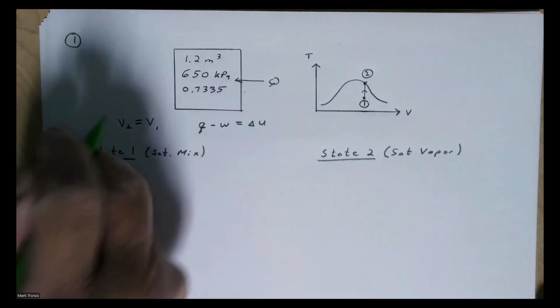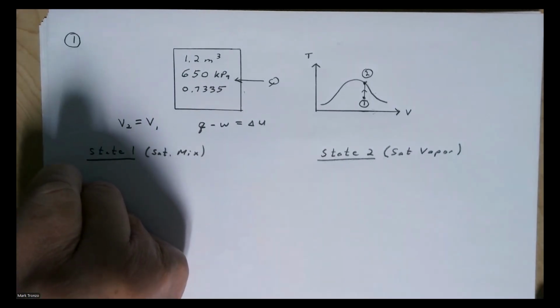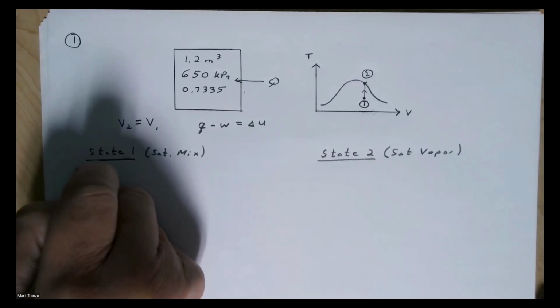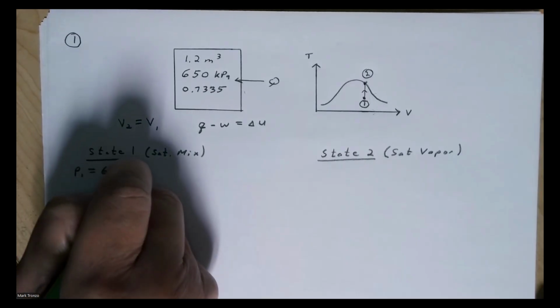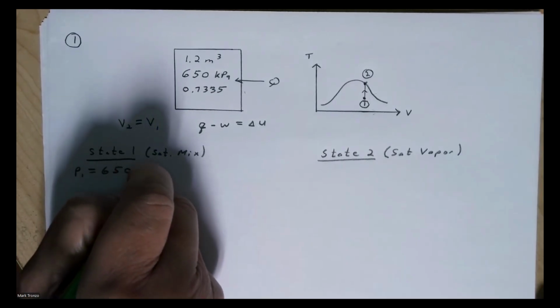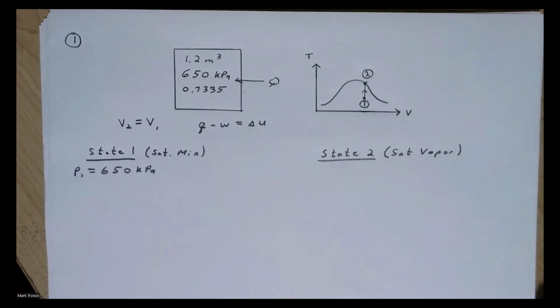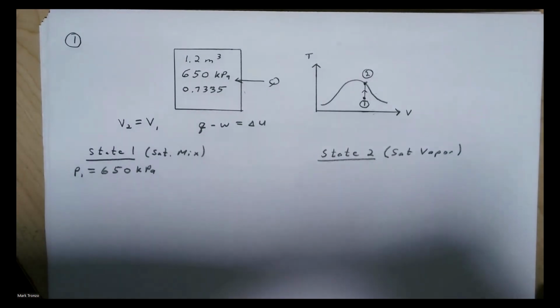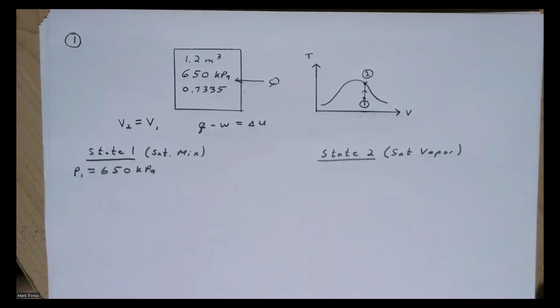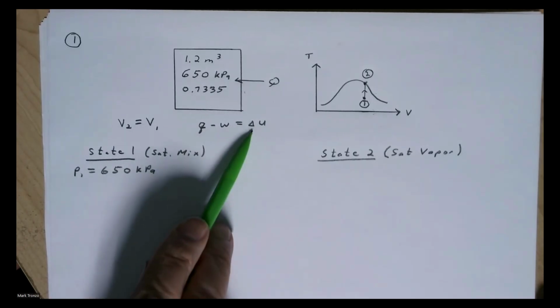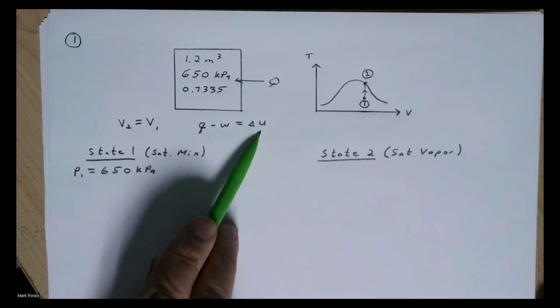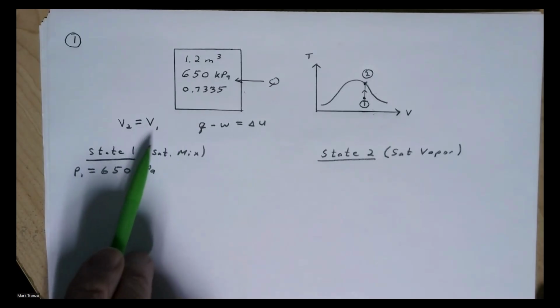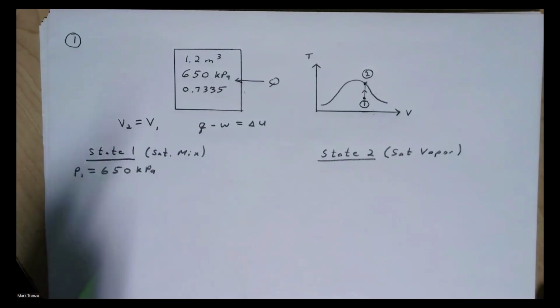And we know our initial pressure, our P1, is 650 kPa. And so we're going to have to look up some things. We're going to probably need, well, I guess it's clear we're going to need the internal energy, and we're going to need the initial volume. So let's look those up.